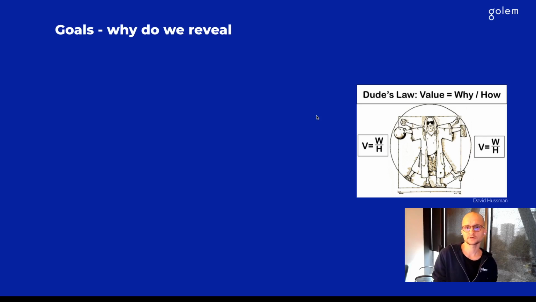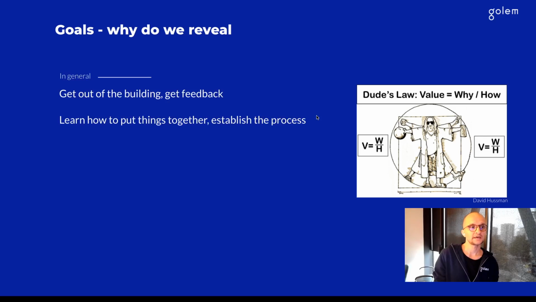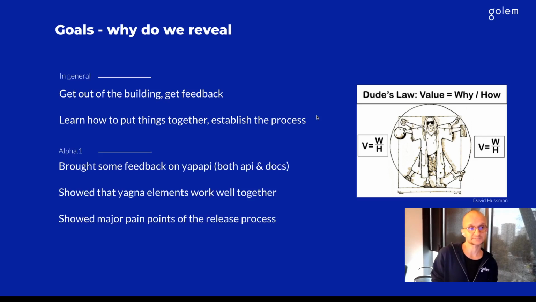Okay, why are we doing this, and why is it very important? It's much more important than how we're doing it. The biggest reason we're releasing something that is not 100% ready is that we want to get out there. We want to get feedback. And with the Alpha 1, it was mainly about how to put things together and establish a process for us to release really regularly, because we want to release basically every 6 to 8 weeks.